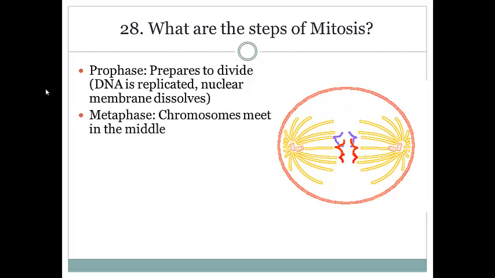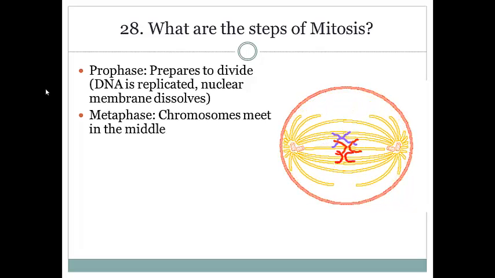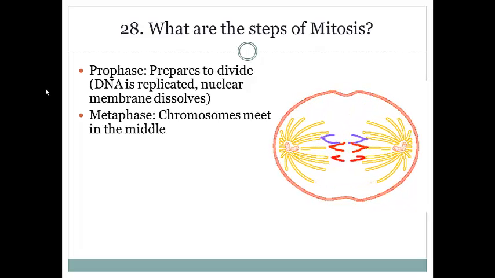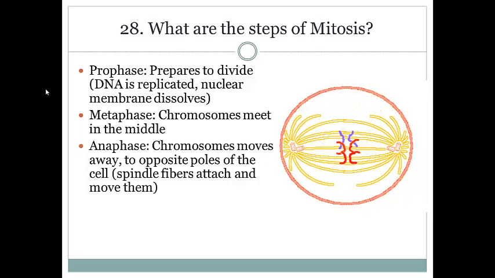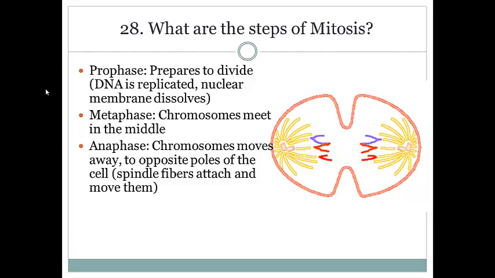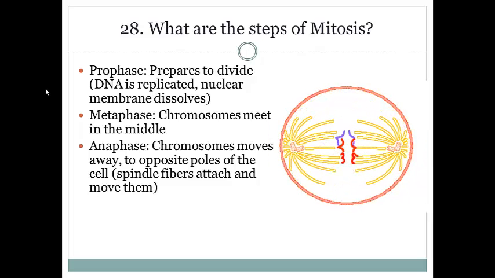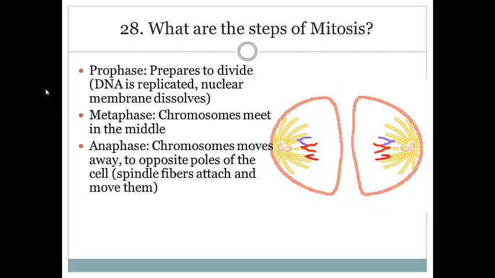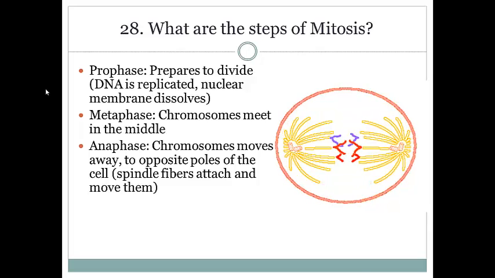DNA is replicated. Metaphase occurs when the chromosomes meet in the middle. All those M's there, meet in the middle, is metaphase. Next up comes anaphase, so that's happening right now. So the chromosomes move away from each other to the opposite poles of the cell. And we can see those yellow spindle fibers are the ones grabbing onto those chromosomes and splitting them in half.